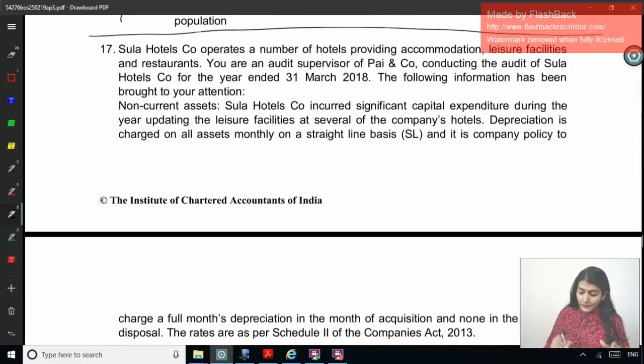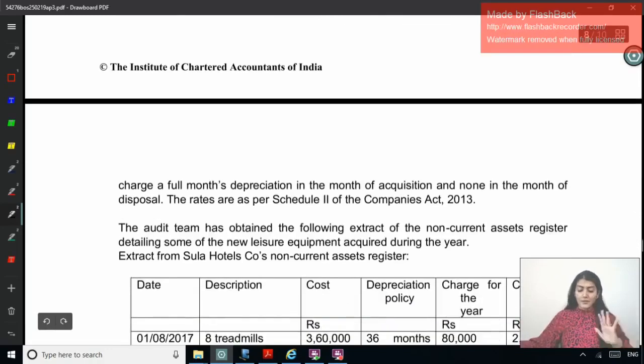Right, so incurred significant capital expenditure, depreciation is charged on a straight line basis. In the month of addition, full month depreciation. In the month of disposal, no depreciation.